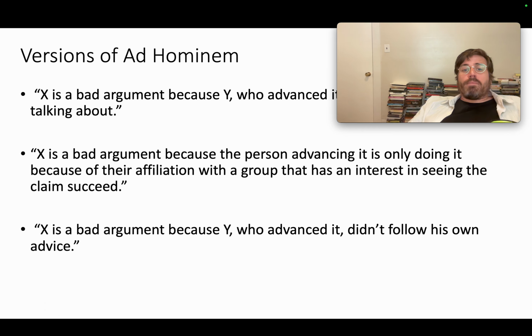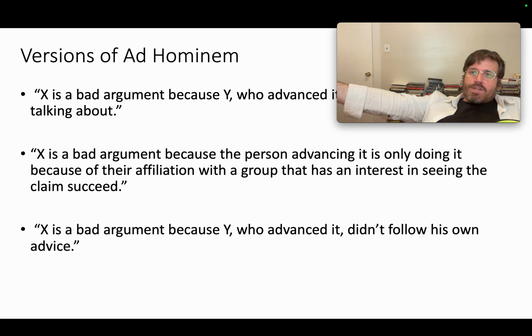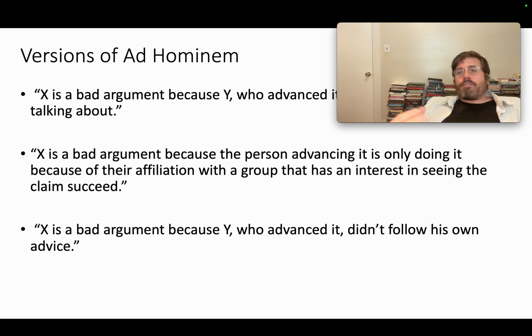X is a bad argument because Y, who advanced it, doesn't follow his own advice. This is a very common one in politics. This is kind of saying that the person is a hypocrite or the person doesn't do what he preaches, and so therefore the argument itself must be untrue. That actually doesn't logically follow. Counterintuitive as it might sound, a person might very well in politics fail to live up to the policy that they're advocating, but that policy in and of itself is not therefore invalidated. It might still be a perfectly sound and pragmatic policy, right?